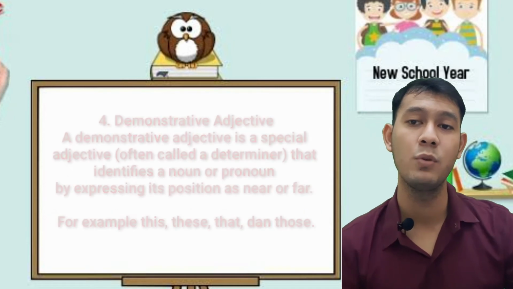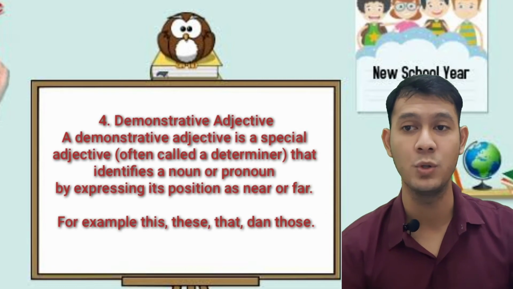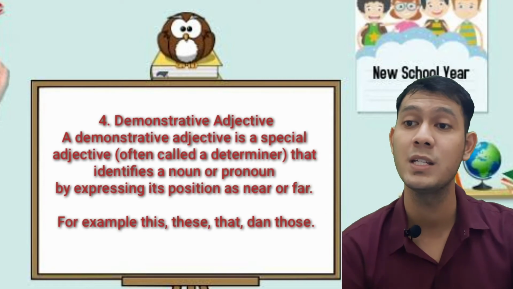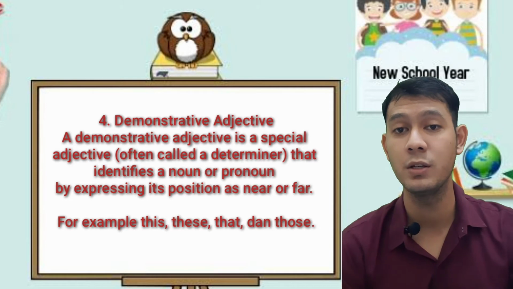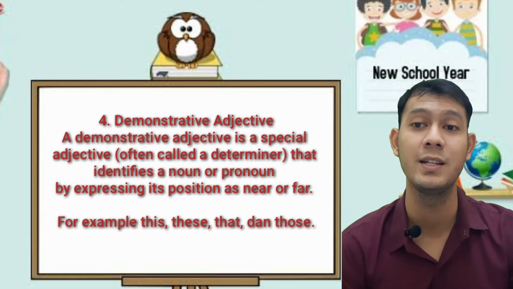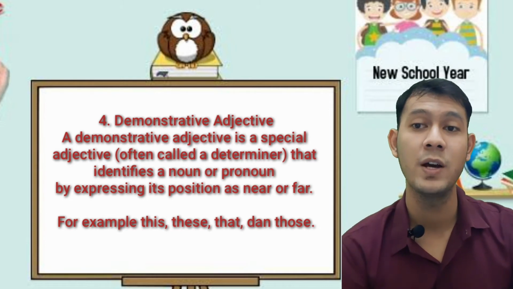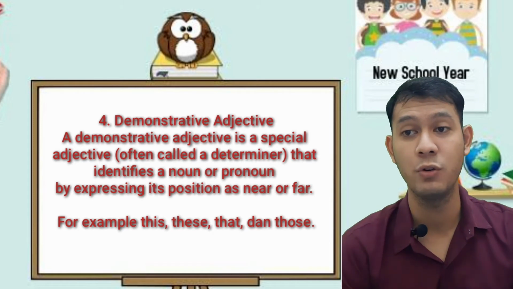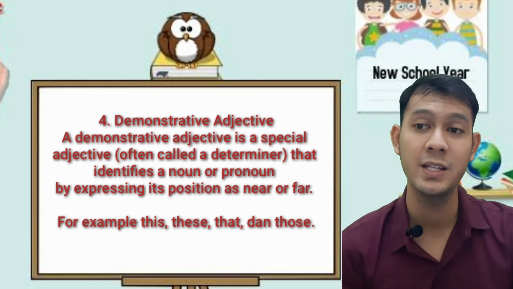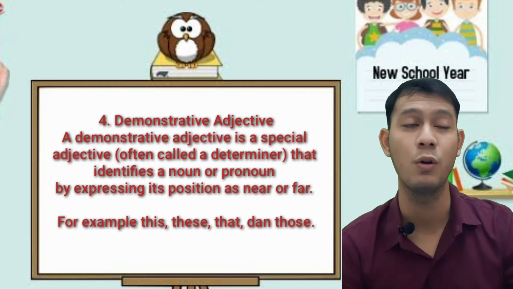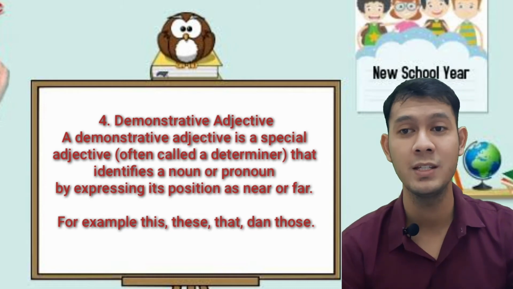And then we have demonstrative adjective. Nah, demonstrative adjective ini is a very special adjective. It is often called as a determiner. The function is to identify a noun or pronoun by expressing its position as near or far. For example, these, that, and those.